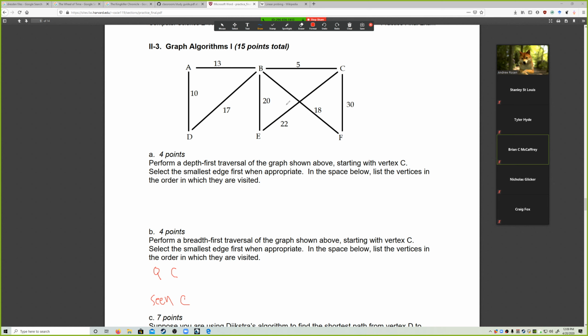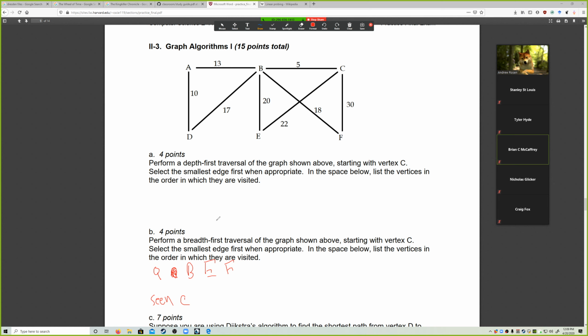Then we select next, we're going to go to B next. And then after B, we're going to travel to E and then F, because they are the cheapest in that order. To get to B is 5, to get from C to E is 22, to get from C to F is 30. So that's the order in which I'm going to go to them.